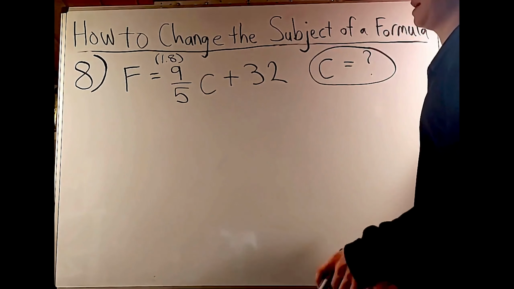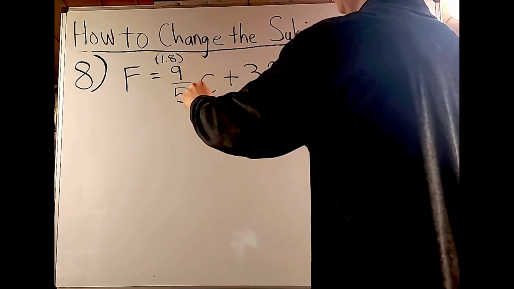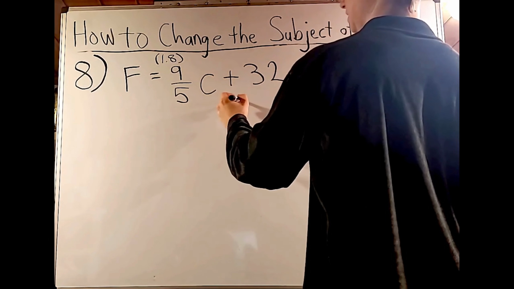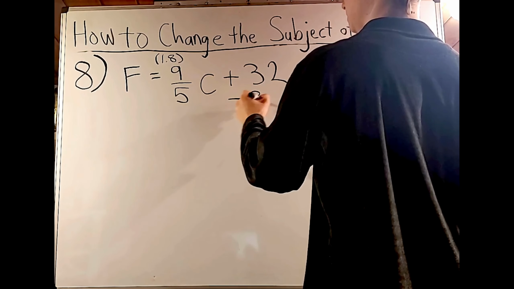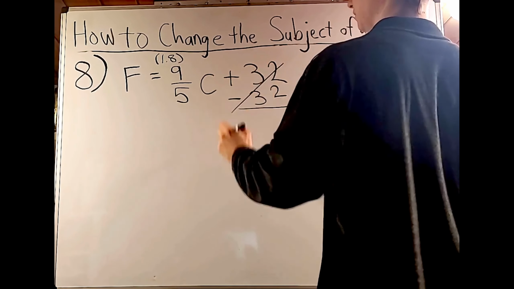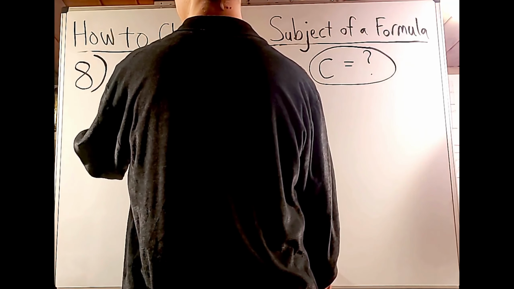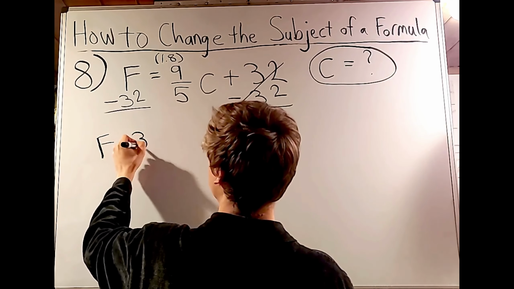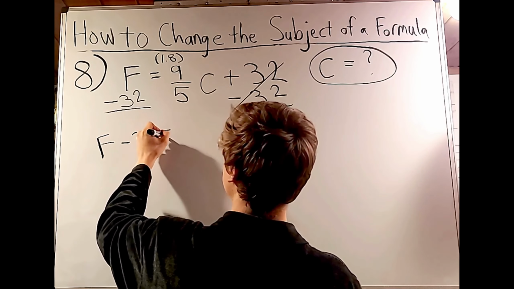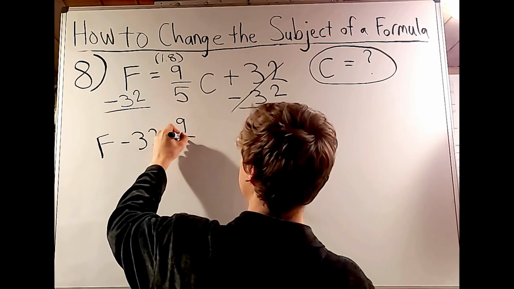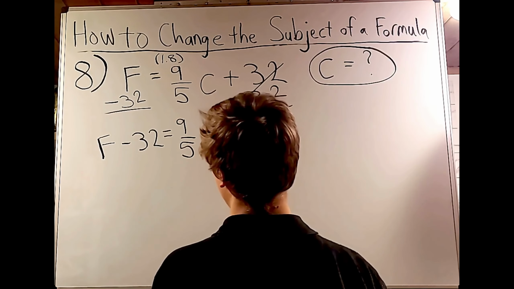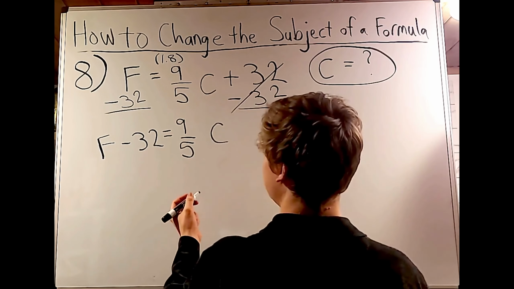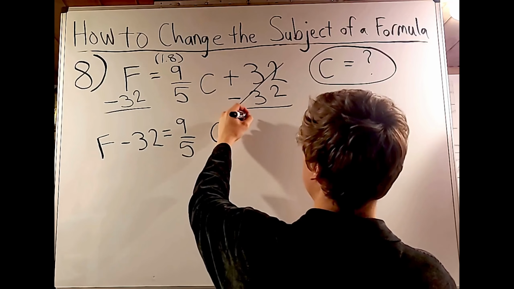Okay, so we're going to think about the same thing. We see division, multiplication, and we see also the addition. So we're going to get rid of the addition, and we're going to do minus 32 here. That'll cancel this out. We'll get minus 32 now on the left side. And now that's going to give us f minus 32 is equal to 9 over 5 times c. Okay, so now we have the fraction. We have 9 over 5, and again, just like our last one, let's instead just do the times the reciprocal.